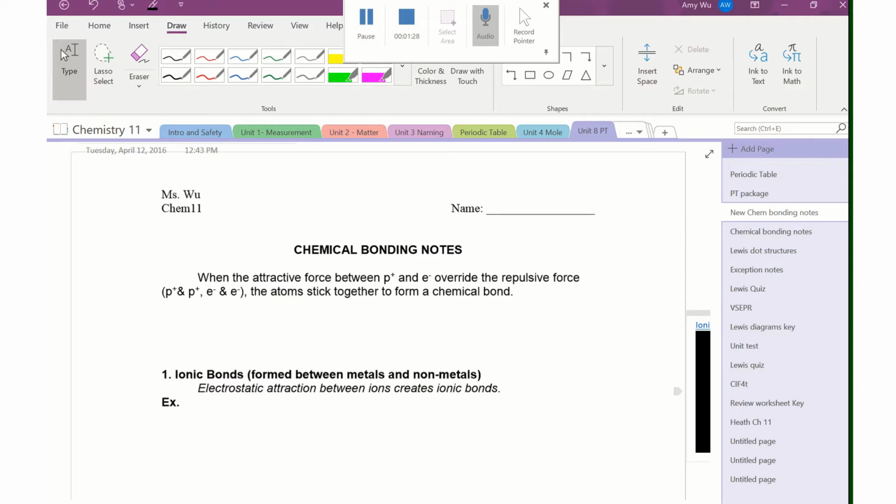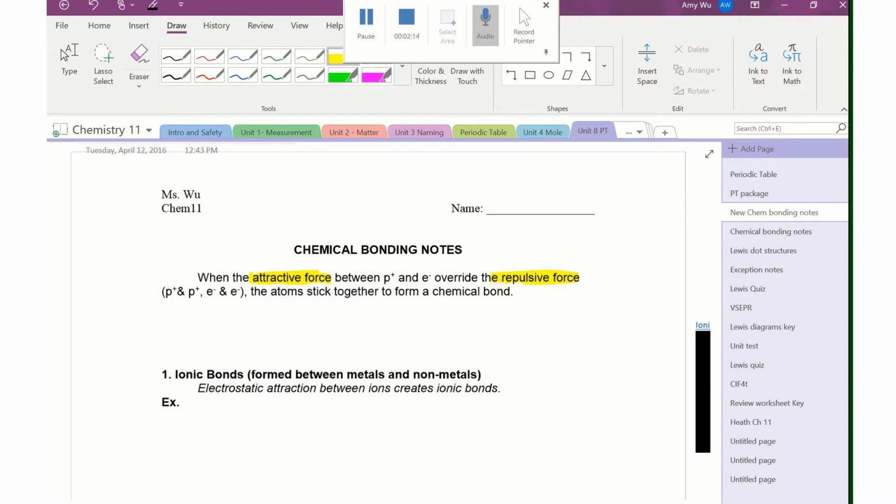We're going to talk about how different atoms come together and become a bond. This is chemical bonding. Before we talk about that, you need to know there are two different forces that either drive the atoms together or repel them away from each other: the attractive force and the repulsive force. The attractive force, as you may remember, is between the protons and electrons. Positive attracts negative, so they attract each other, and that's how they come together.